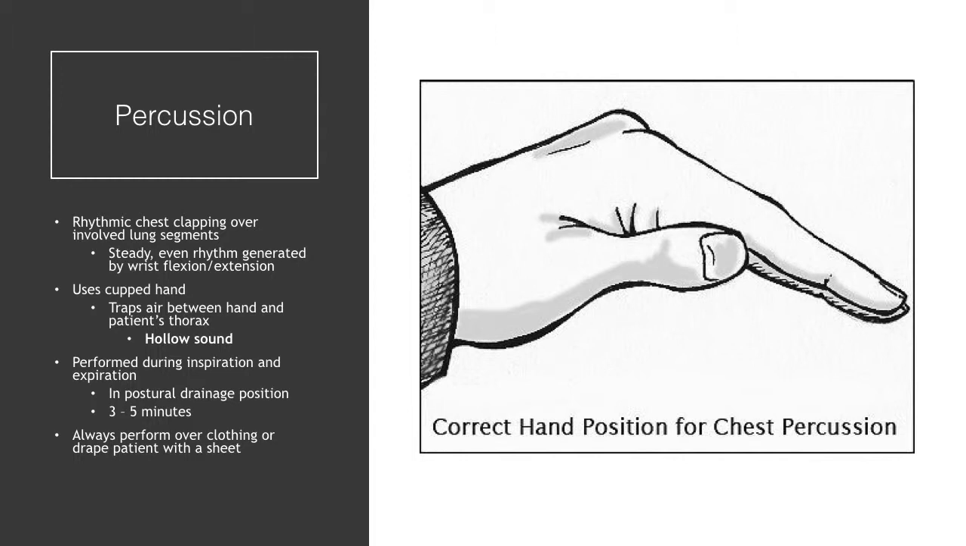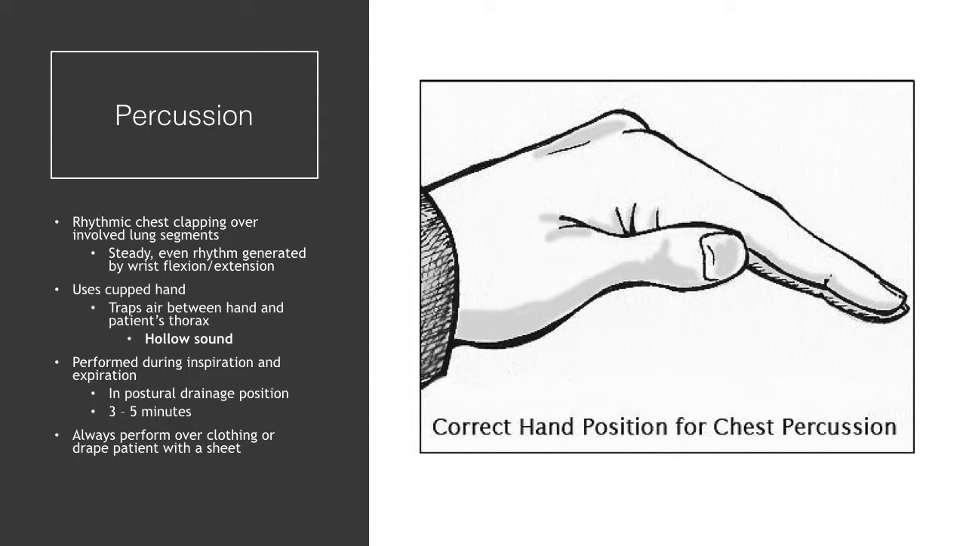When performing chest PT on a patient, percussion is the first and most often the most well tolerated technique to mobilize secretions. So it involves rhythmic chest clapping over the involved lung segments by alternating wrist flexion and extension using a cupped hand, which you can see in the picture. So when you're doing this, it should be a nice steady rhythm and it should be relatively forceful, but you should gauge your force based on the patient's signs and symptoms and whether or not they're tolerating the treatment.